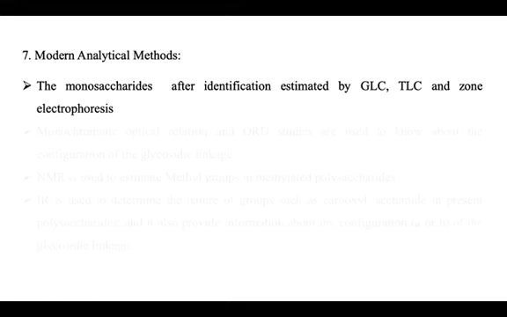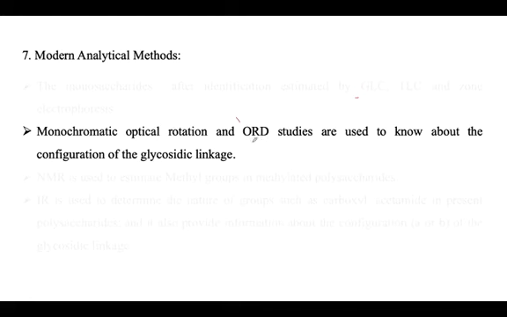Another method: in modern days, we have a number of modern analytical techniques available. We have GLC, TLC, and zone electrophoresis. They can be used to identify the monosaccharides. After hydrolysis, once we get the monosaccharide units, we can use those techniques to identify which monosaccharide is present and which is not, or the nature of the monosaccharide. Then we have ORD studies, and crystal studies, or monochromatic optical rotations, and from these we can get the information whether the molecule has alpha linkage or beta linkage.